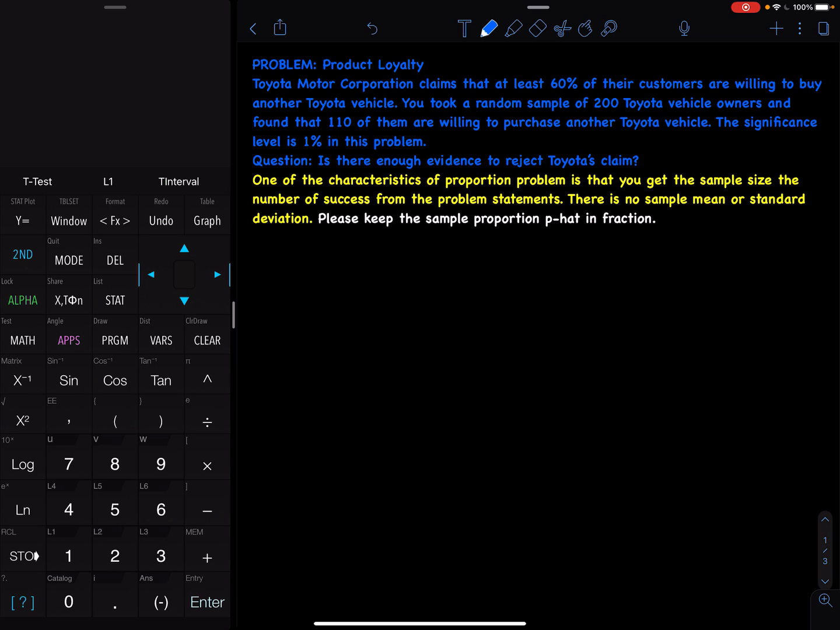How do you know this is a proportion problem? A proportion problem is always easy. You get two numbers from the problem. Number one is the sample size. Number two is the number of successes. So in this problem, the sample size n is equal to 200. So there are 200 customers, and the number of successes is 110 of them. And then you can set up your sample proportion p hat. So p hat is equal to x divided by n, which is equal to 110 divided by 200.